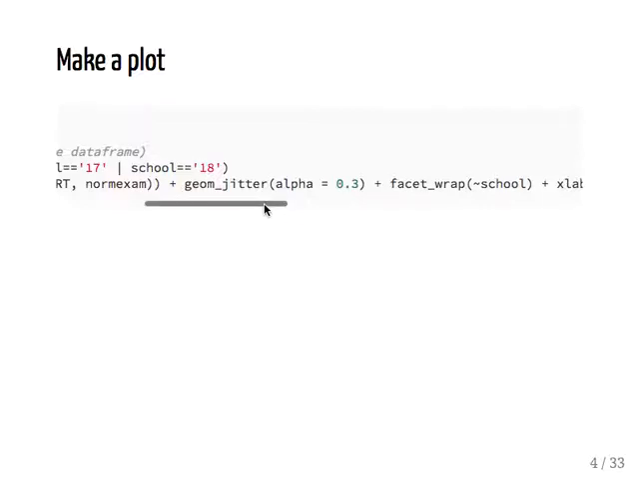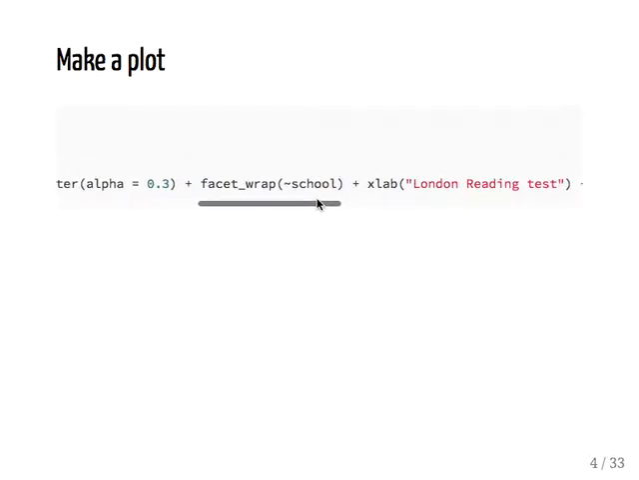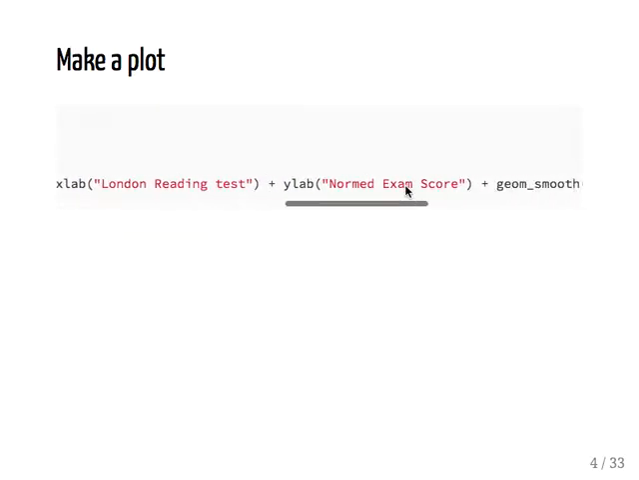What we also do now is we have a facet wrap, so we wrap it by school, so we can see all the schools differently. And then we have some labels. As you might remember, it was the London Reading Test, and they have some type of normed exam score at the end. The goal here is to see what's happening within certain schools and whether those patterns differ. And then we have a linear model, a smoothing function to show us what's going on, just a line through all those points.